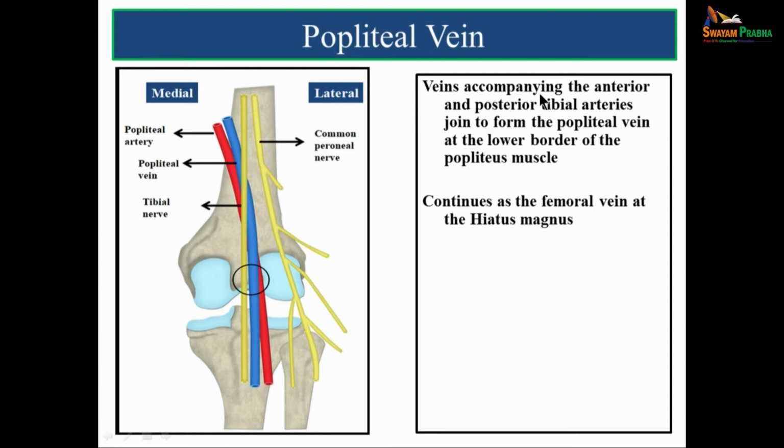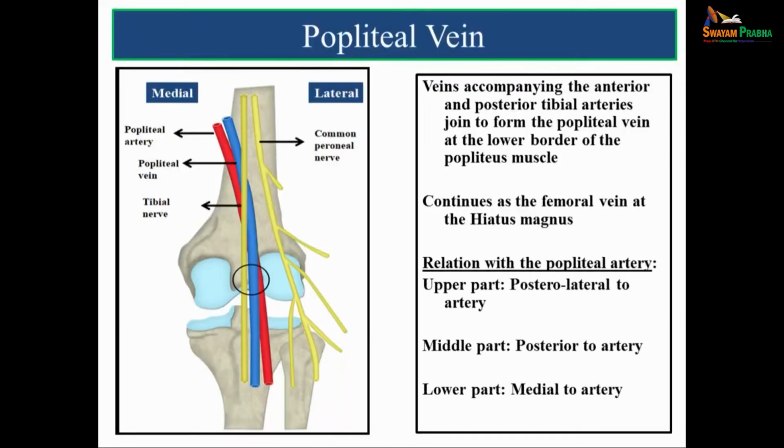Veins accompanying the anterior and posterior tibial arteries lower down join to form the popliteal vein at the lower border of the popliteus muscle. Then it continues as the femoral vein at the hiatus magnus. The popliteal artery enters the back of the thigh through the hiatus magnus. The popliteal vein leaves the back and enters the anterior aspect, continuing as the femoral vein through the same hiatus magnus.